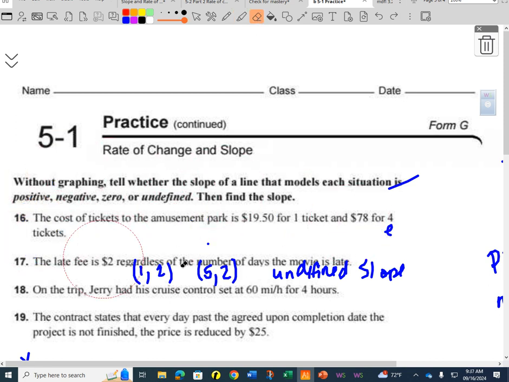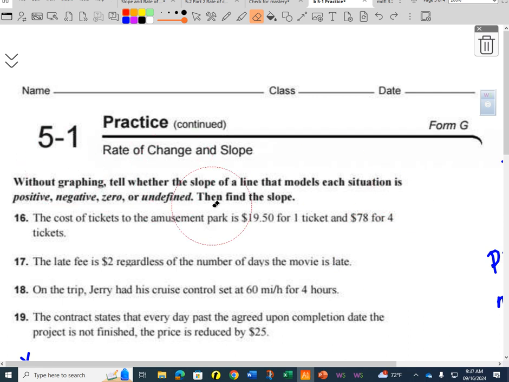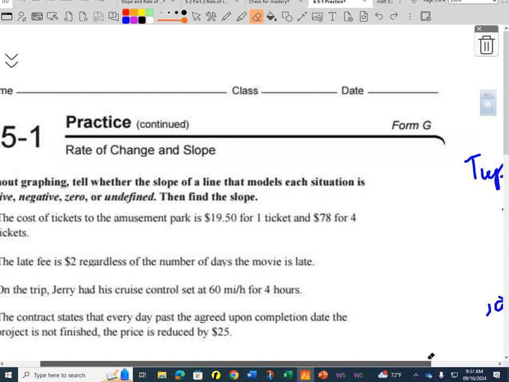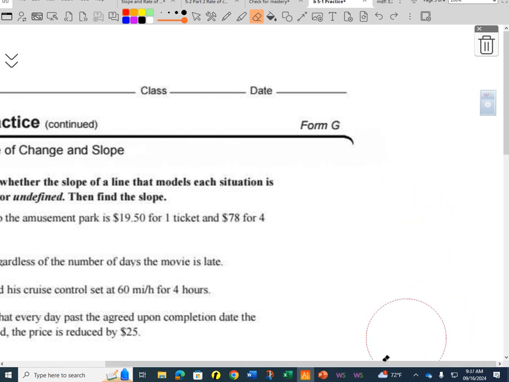Okay. So the next group of problems, without graphing, we're going to tell whether the slope of a line modeling each situation is positive, negative, 0, or undefined. All right. So remember we have 4 types of slopes. On a graph, we know what they look like. Up from left to right is positive, down from left to right is negative, a flat horizontal line is 0 slope, and a vertical line is undefined slope. But what does that mean if we're not looking at a graph?